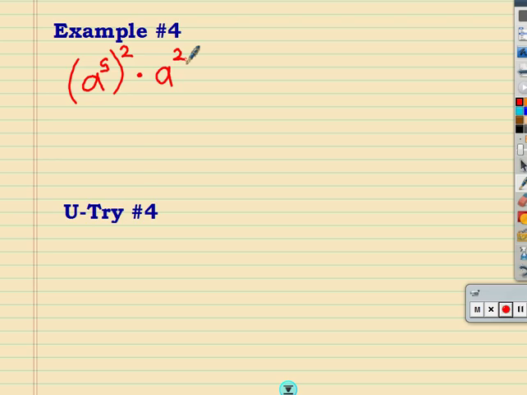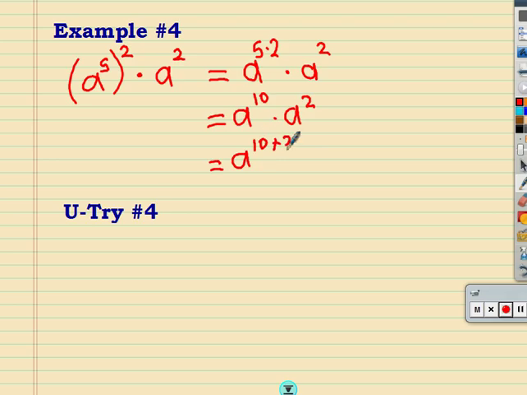At first, I have a to the 5th power raised to the 2nd power. We're going to take care of that first. That means a to the 5 times 2, and then a to the 2nd power. That's what our problem turns into. Next, we are going to multiply the exponent: a to the 10th power times a to the 2nd power. Now we can add the exponents because we have like bases. I have a to the 10 plus 2, which is equal to a to the 12th power.